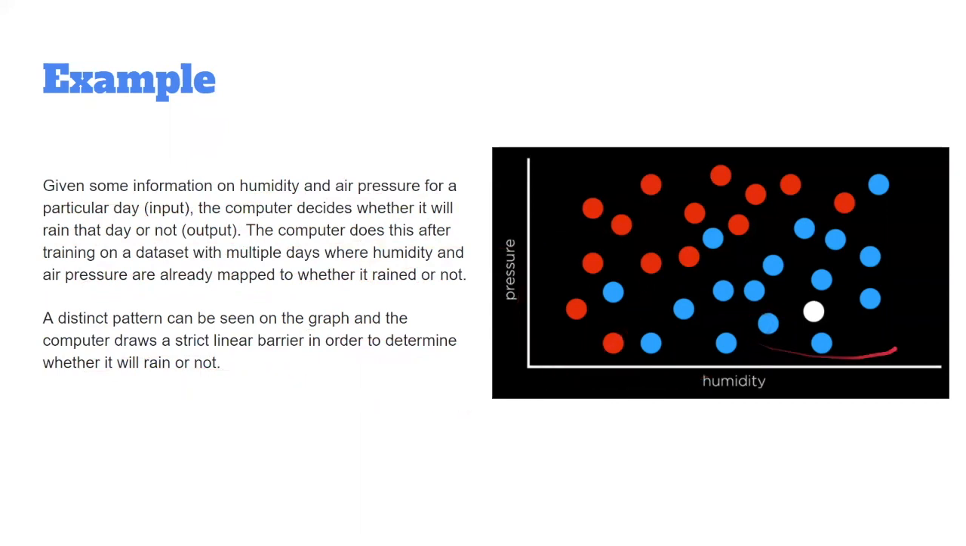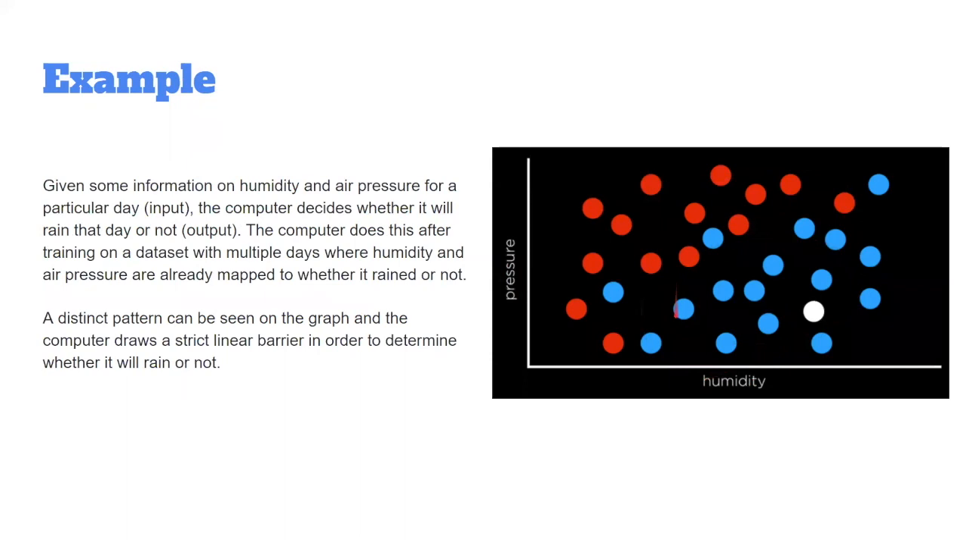So just to put that into simpler terms through this image, we can look at the different data points, which are blue circles and red circles, and the white circle is the new data point we're introducing. Humidity is on the x-axis, pressure on the y-axis. The other points that are blue and red are past days. For example, on a specific day, this was the pressure and this was the humidity, and red represents that it did not rain. And on another day, this was the pressure and humidity, and on that day it did rain.